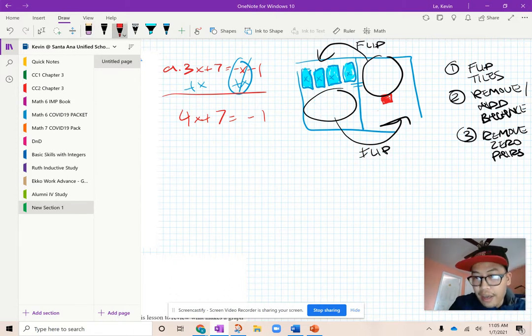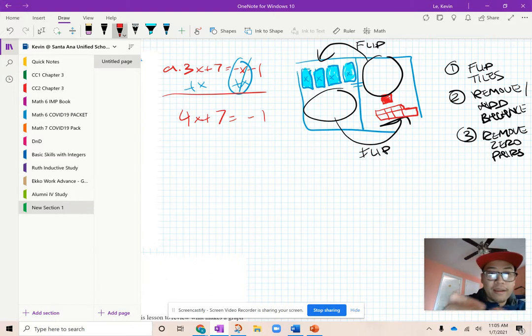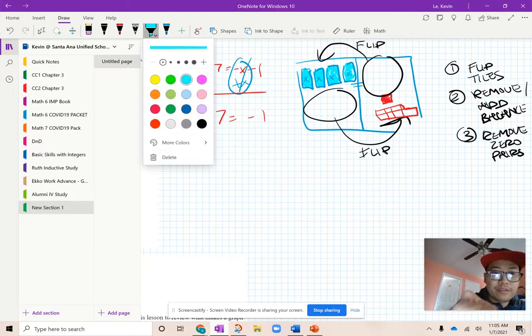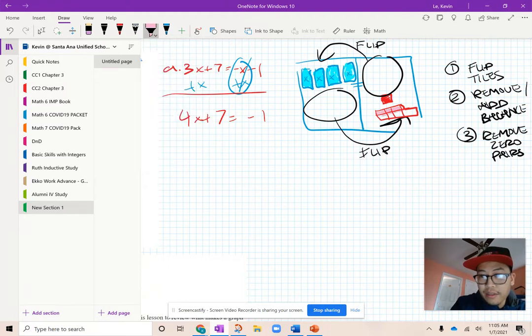And now I have a brand new group of 7 negatives. And then I'm going to highlight those with pink, just to highlight that. And this one's pink too. So now how many negatives do I have now? So 1, 2, 3, 4, 5, 6, 7, 8. Now I have 8 negatives.